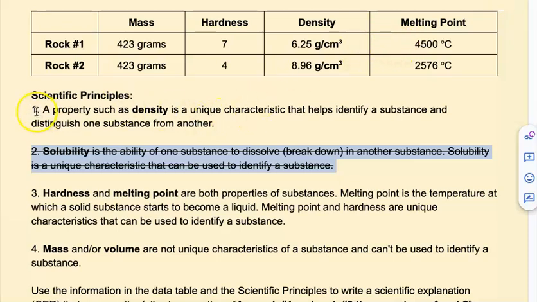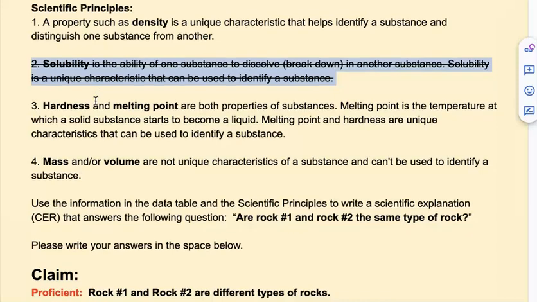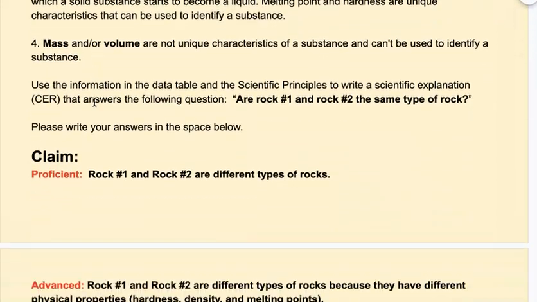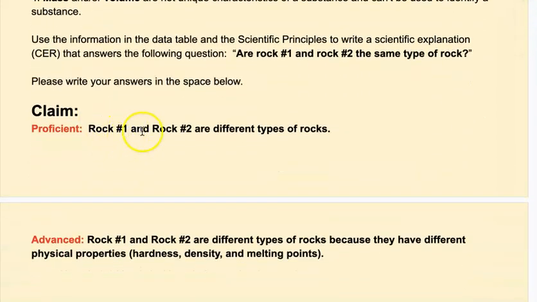The scientific principles number 1 and 3 confirm that rock number 2 and rock number 1 are not the same. So let's write our claim. Your claim might be as simple as this: Rock number 1 and rock number 2 are different types of rocks.